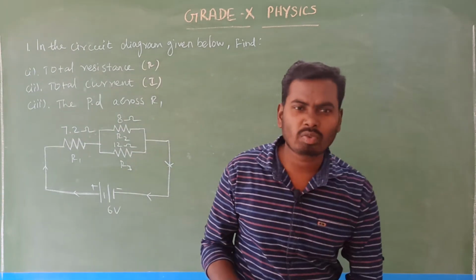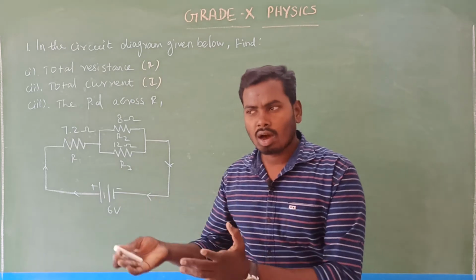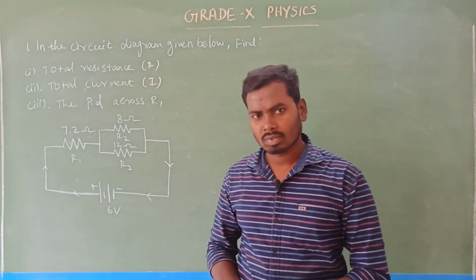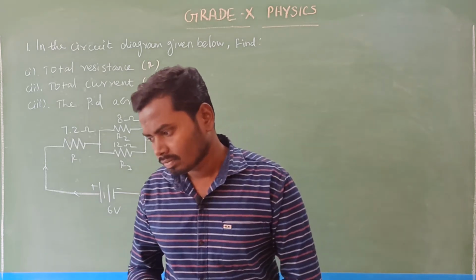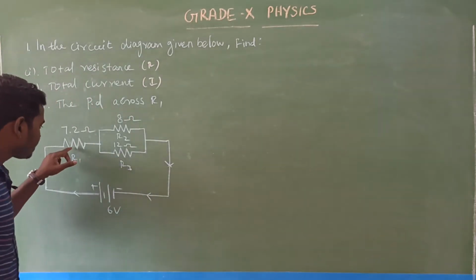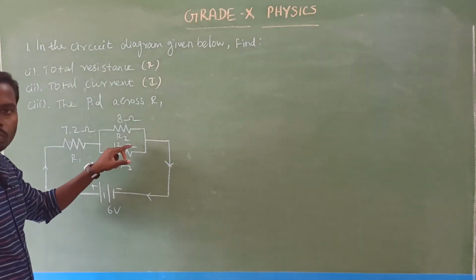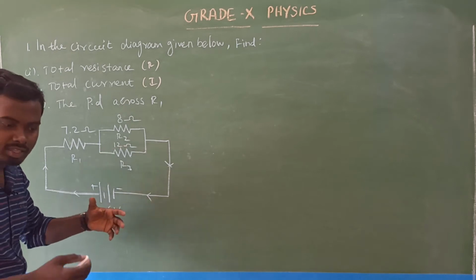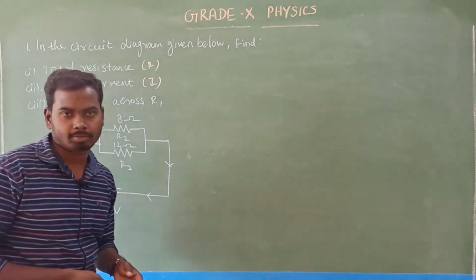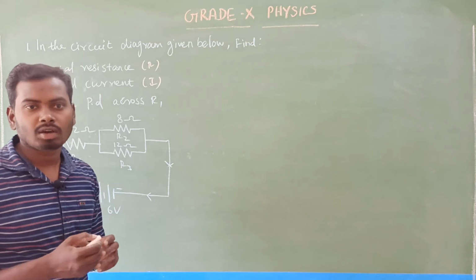What is this combination of resistors? Either series circuit or parallel, you tell me. Look at here. Series circuit is there, parallel circuit also is there. Am I right? So this is a mixed combination of resistances. What is that? Mixed combination of resistances.